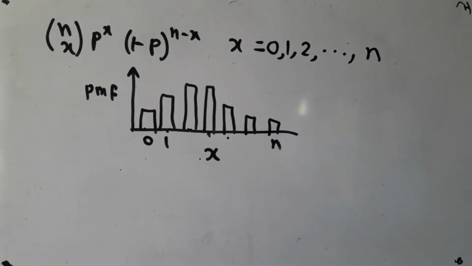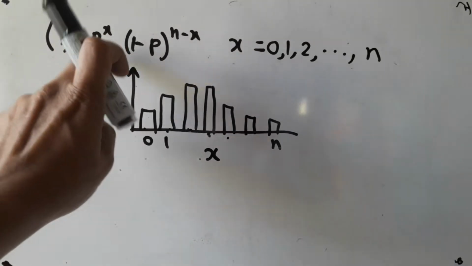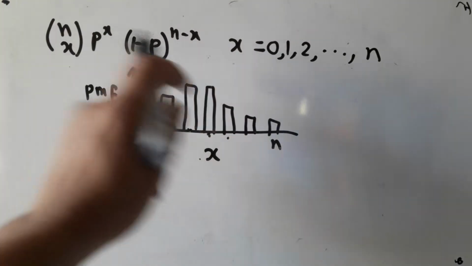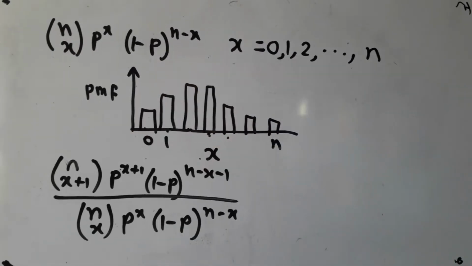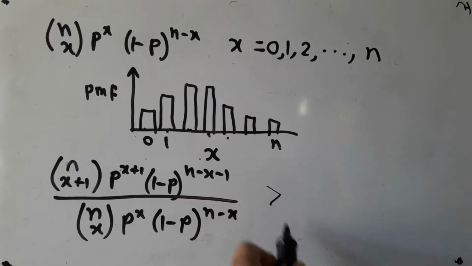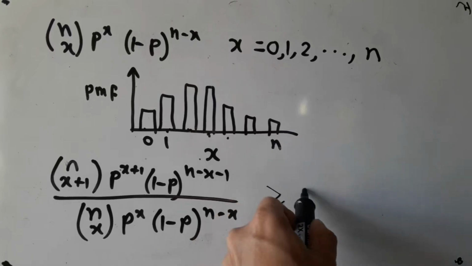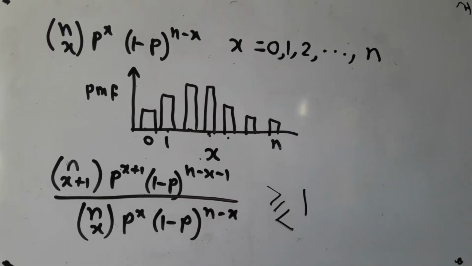For this, what I will do is I will take the ratio of two consecutive terms, for some value of x and x plus 1. I have to check when this is greater than 1, equal to 1 and less than 1. I will do all these things in parallel.